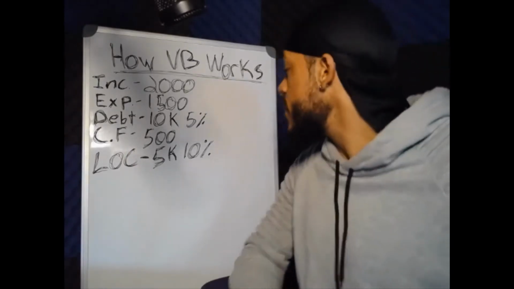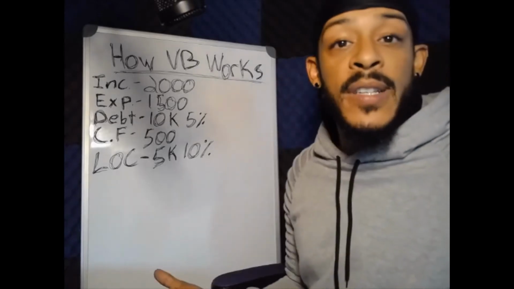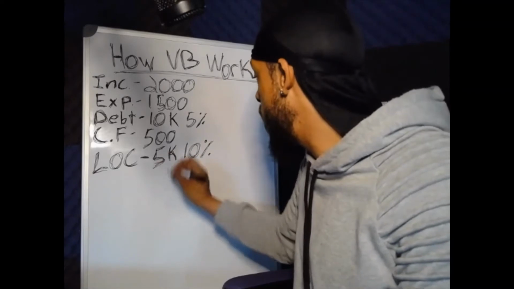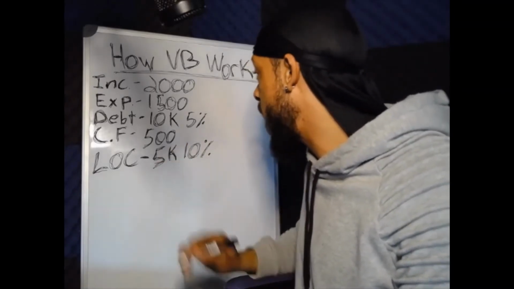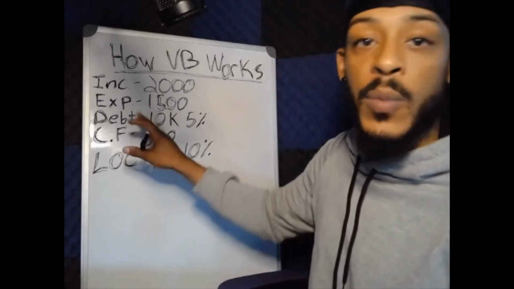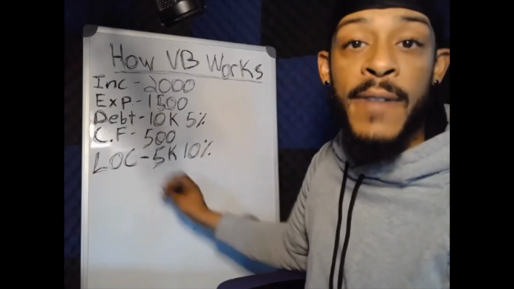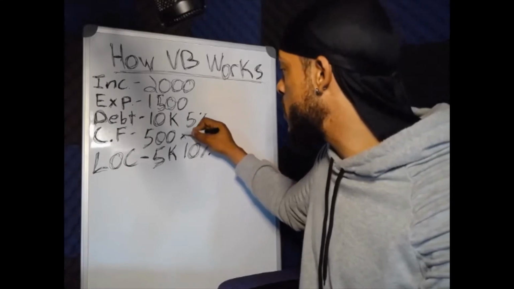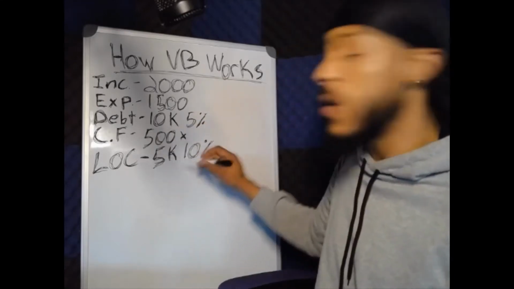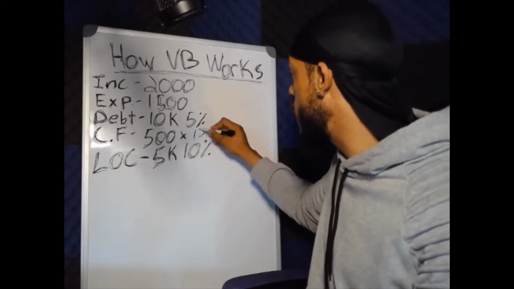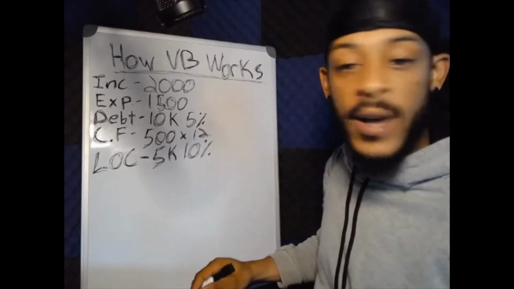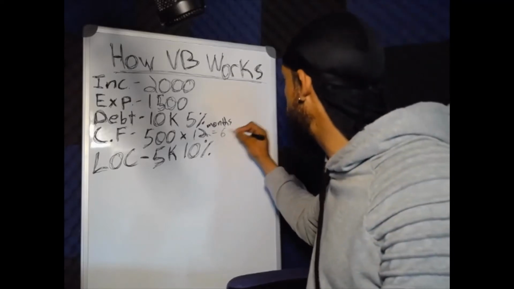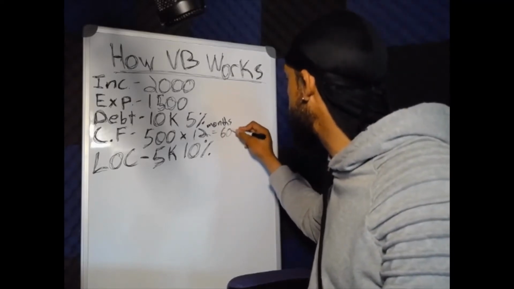All right. So what does it do? What does velocity banking teach? So what I would do is I would take my 5K and apply it to my debt of 10,000, but not the whole 5,000. What I do, first of all, is multiply my cash flow by 12. Why by 12? That's how many months there are in 1 year. So with that, I get 6,000.